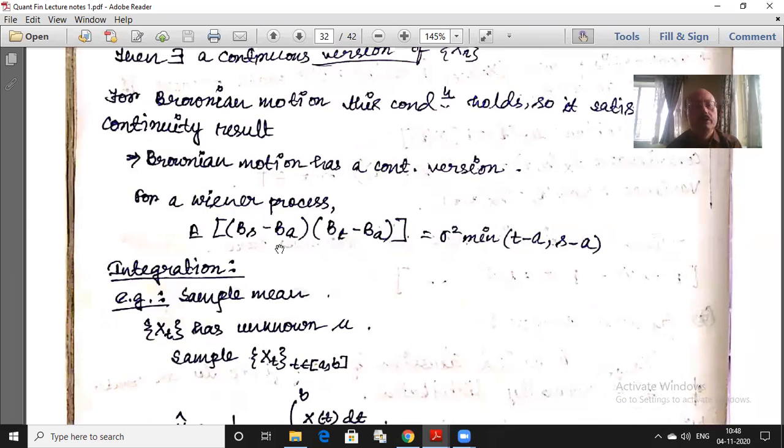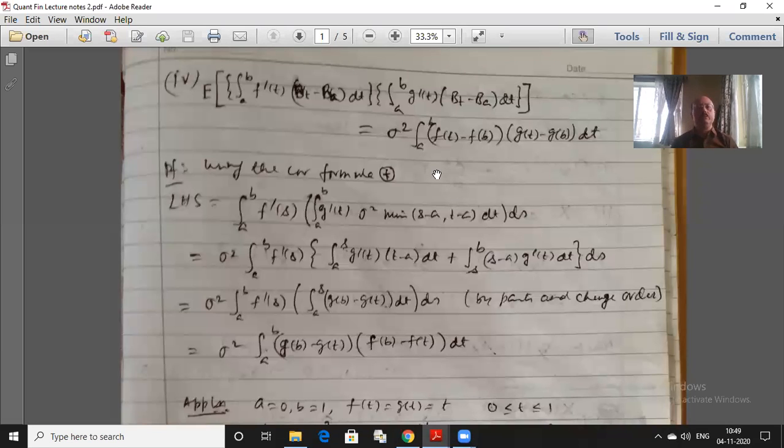Yeah. So for a Wiener process, this is the property that we stated earlier, that the expectation of (Bs minus Ba) times (Bt minus Ba) will be equal to sigma square times the minimum of (t minus a) and (s minus a). This is just the overlapping interval property, very easy to understand because of independence over disjoint intervals. This is the property I am using to show this particular result.